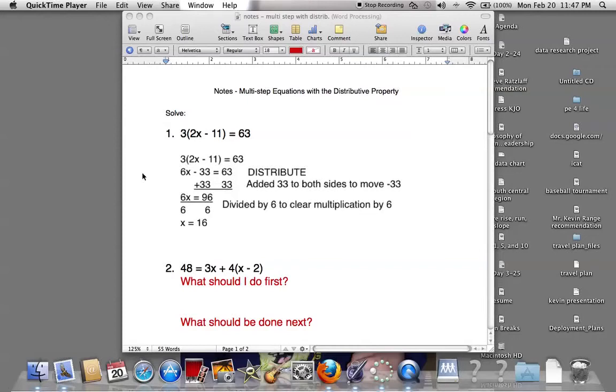Hey there, 8th graders. I hope you're ready to learn how to continue our process of solving multi-step equations. This time we're going to add in the distributive property.